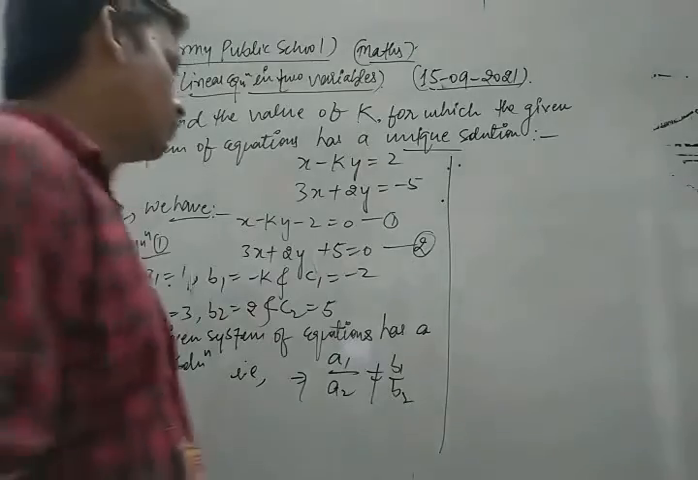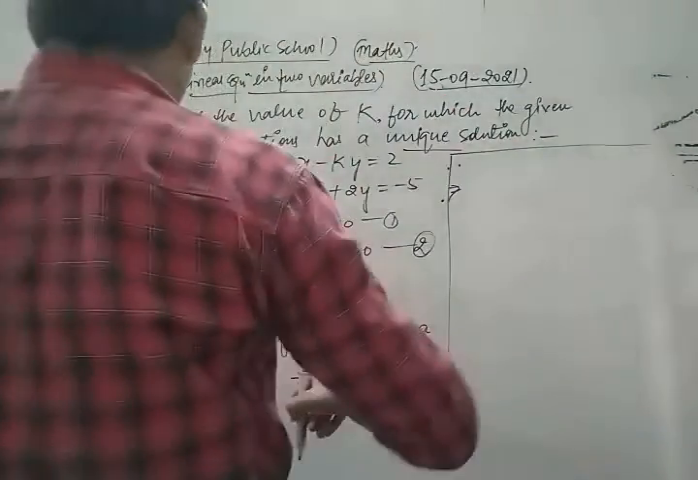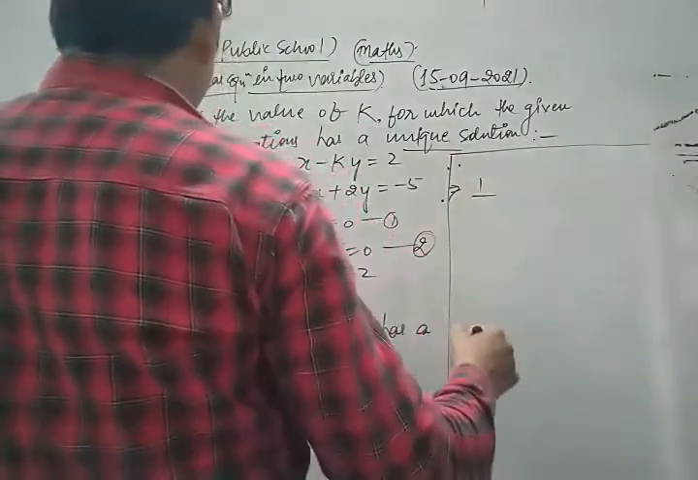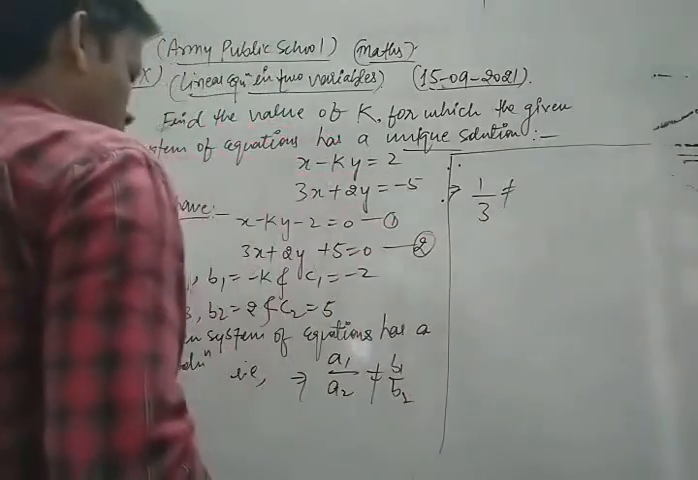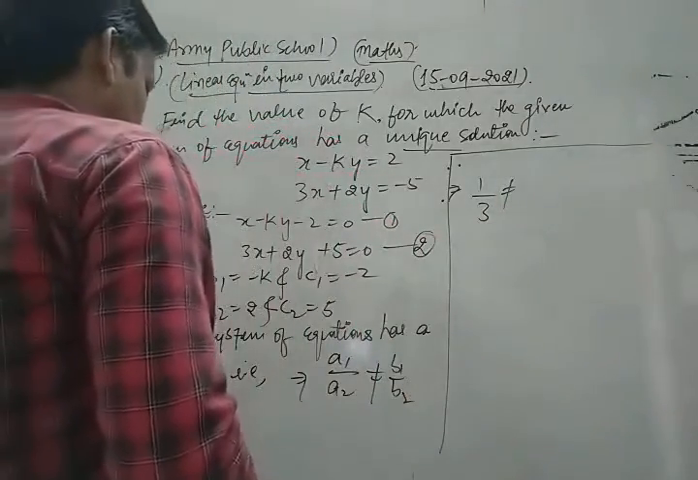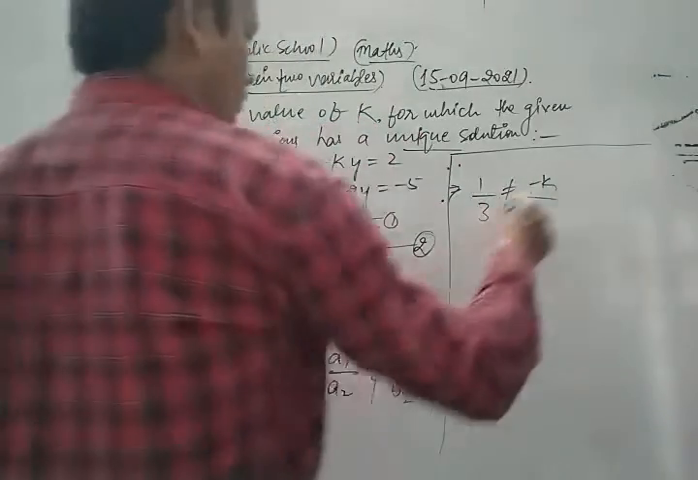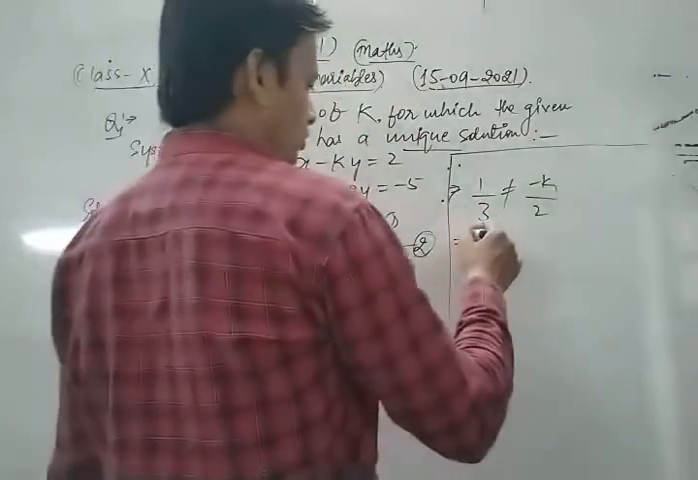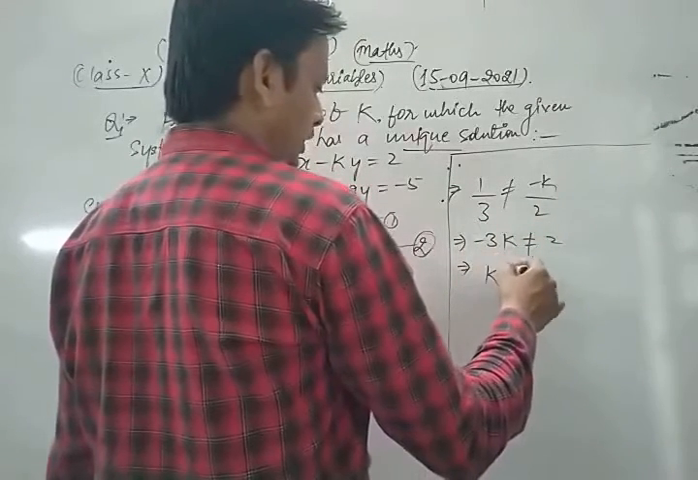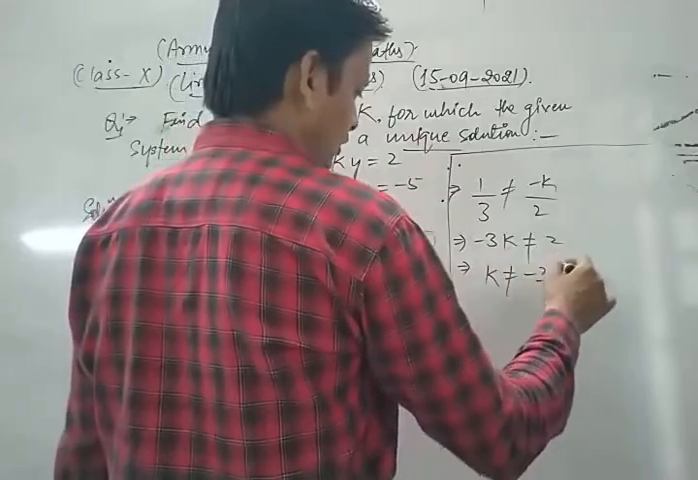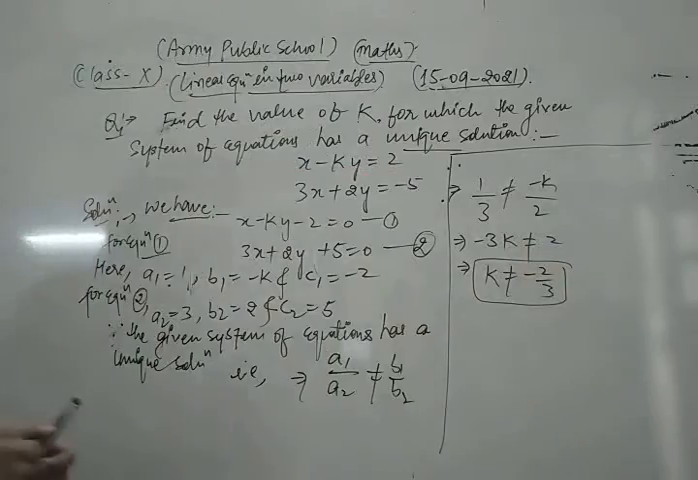So look, we get A1 upon A2: A1 is 1, A2 is 3, so 1 upon 3 is not equal to B1 upon B2. B1 is minus k, and B2 is 2. Now we do their cross multiplication, so we get minus 3k is not equal to 2. So k is not equal to minus 2 by 3.